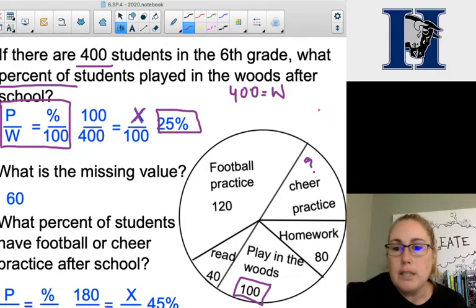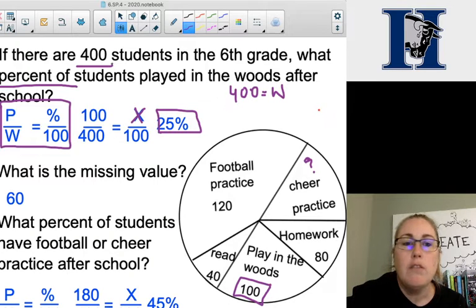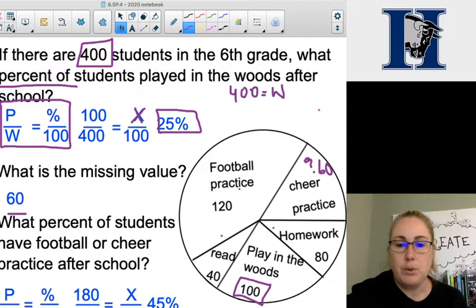So what does the whole circle represent? Well, the whole circle represents all 400 students. So this circle equals 400. So to find the missing piece, we're going to take 400 and subtract all the other pieces. Once we've done that, you'll find that there are 60 students who went to cheer practice after school.